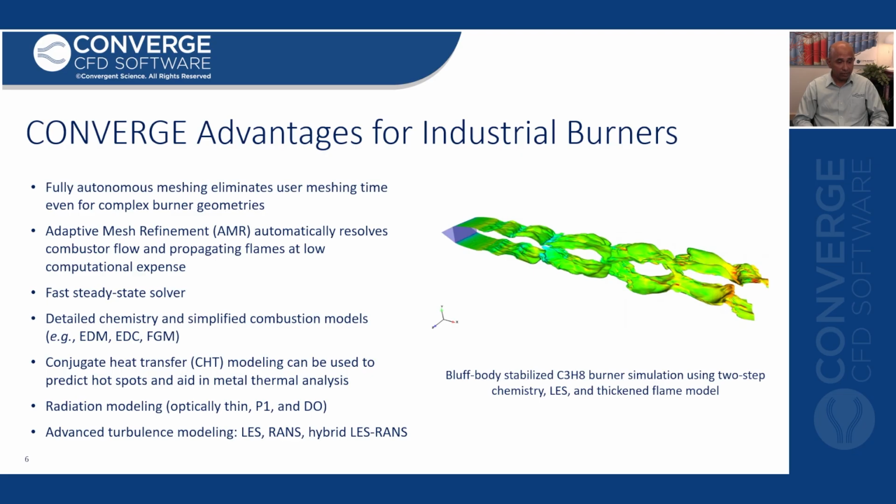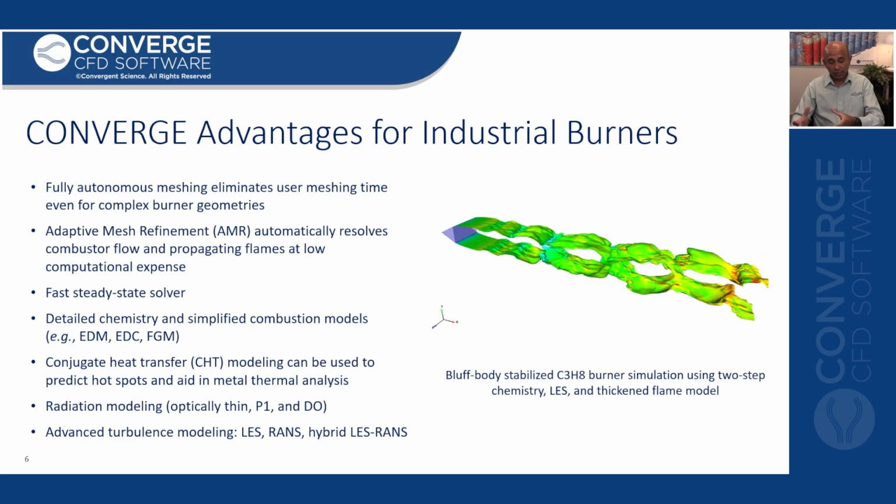With Converge, you have access to conjugate heat transfer modeling that can be used to predict hotspots on the burners and aid in thermal analysis as well. For burner simulations, radiation modeling is very, very important. With Converge, you have access to a spectrum of radiation models, like the optically thin and P1 models, which are simplified models that are more efficient.